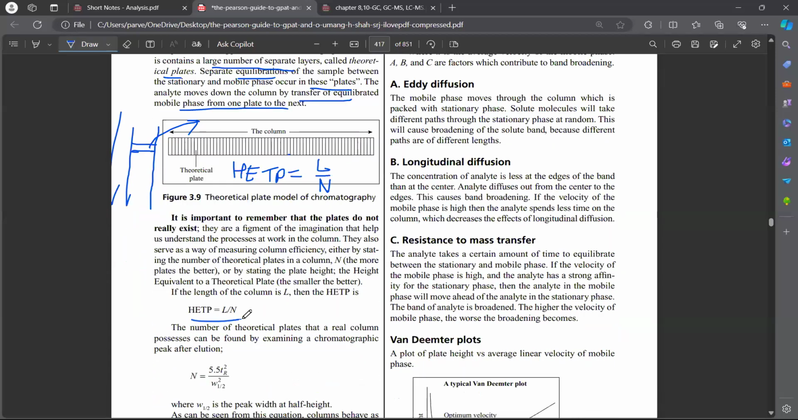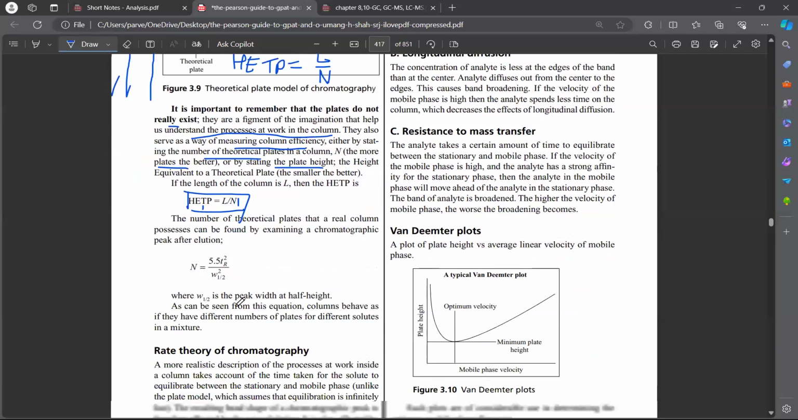So here it comes, guys. HETP is equal to L by N. It is important to remember that plates do not really exist. It is basically a wholly theoretical phenomenon. It is not practically observed. They are basically an imagination that helps to understand the process that works in a column, and also serves to measure the efficiency, as I mentioned earlier, either by stating the number of theoretical plates, where the more plates the better the column, or by stating the height. So the height should be smaller and the number of plates should be larger.